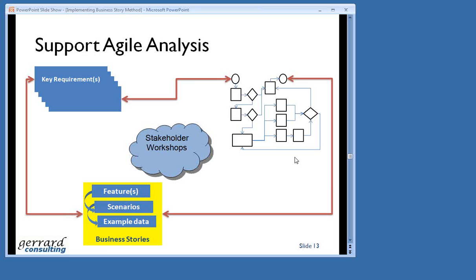So stakeholder workshops could be because you need more input, or it could be because you want to get to the point of having trusted requirements, essentially signed off requirements.